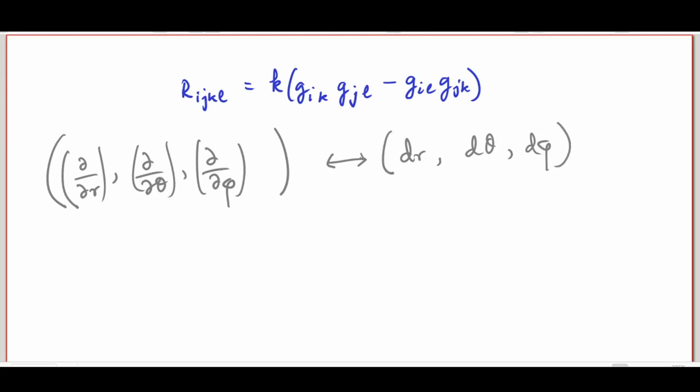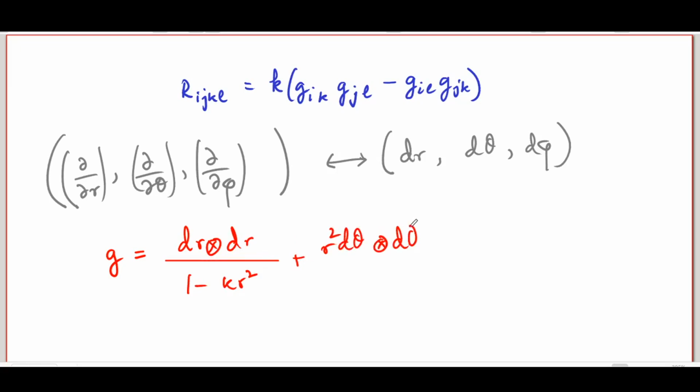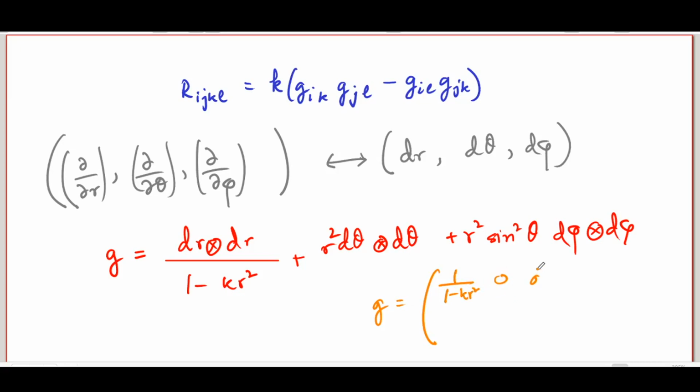The metric, of course, when expressed in this basis, was the one we started the first part of the lecture with. That is dr cross dr by 1 minus kr square plus r square d theta cross d theta plus r square sine square theta d phi cross d phi. And the components of the metric tensor for this particular example were simply these: 1 over 1 minus kr square, 0, 0, 0, r square, 0, 0, 0, r square sine square theta.